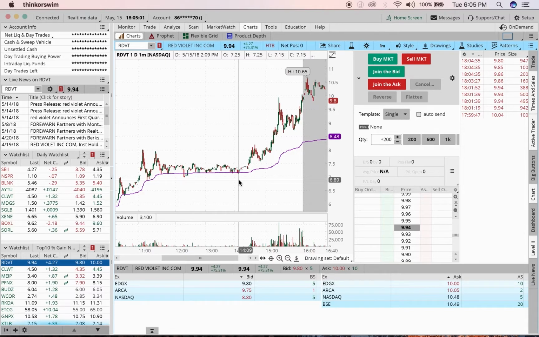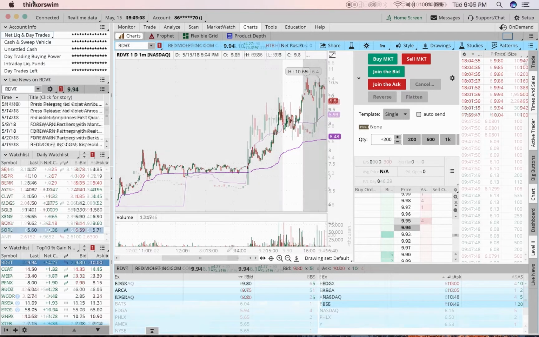So that's another good purpose of it as well. Because on RDVT, we see that this stock had strength above the VWAP all day. There were buyers always coming in around the VWAP, and if it broke below it, then the stock would be selling off because of weakness. Let's look at another example.